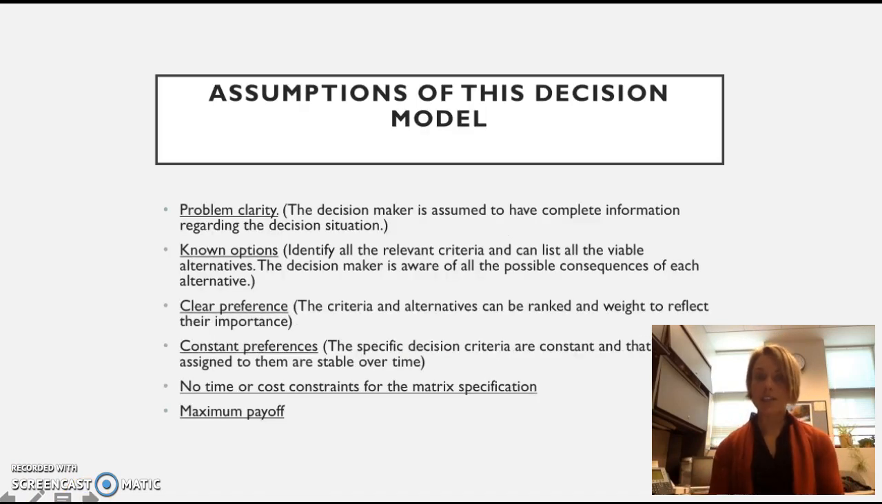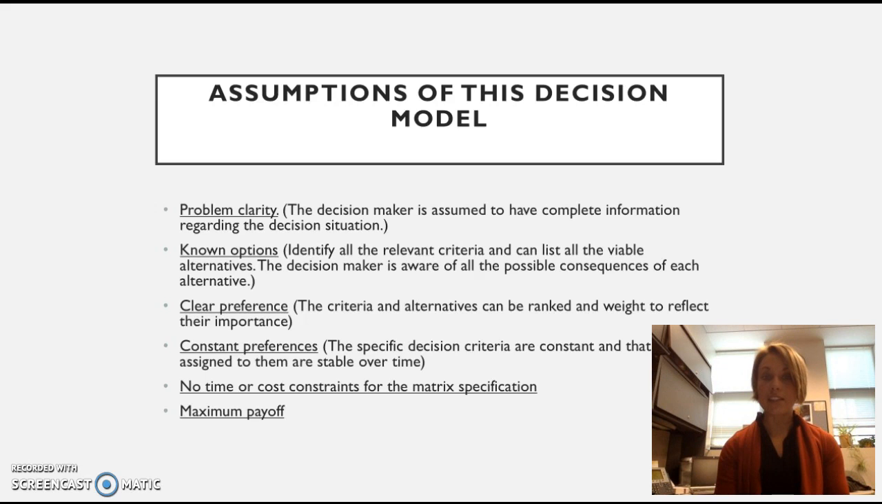So the assumptions of the decision model are, 1, problem clarity. The decision maker is assumed to have complete information regarding the decision situation. Now this is what your lit review was. This allowed you to have complete information. That lit review table should have given you complete information to set yourself up for this process. Known options: to identify all the relevant criteria and list viable alternatives. We'll be walking through that today.